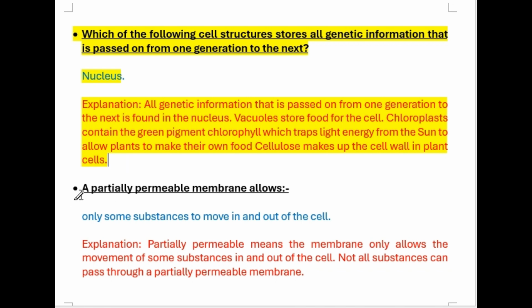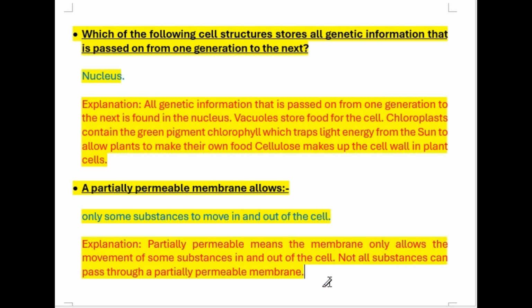A partially permeable membrane allows only some substances to move in and out of the cell. Explanation: partially permeable means the membrane only allows the movement of some substances in and out of the cell. Not all substances can pass through a partially permeable membrane.